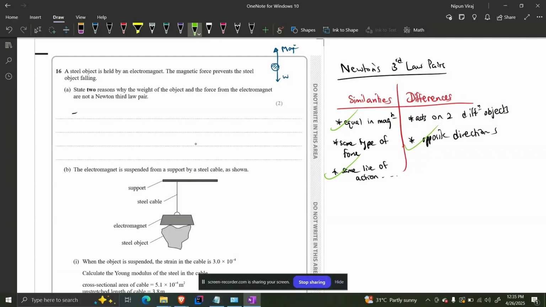And this difference is also satisfied by these two forces. But for them to not be Newton's third law, what we can say is they are different types of forces, and act on the same object, right? Acts on the same object.